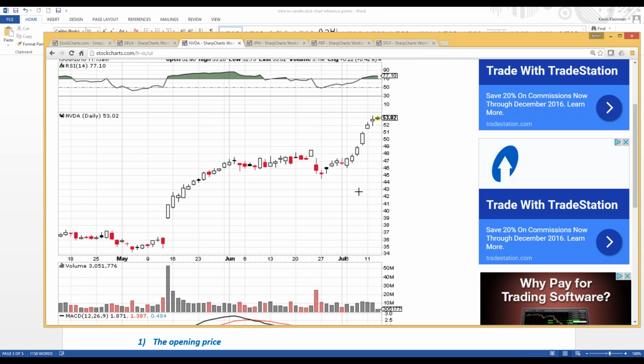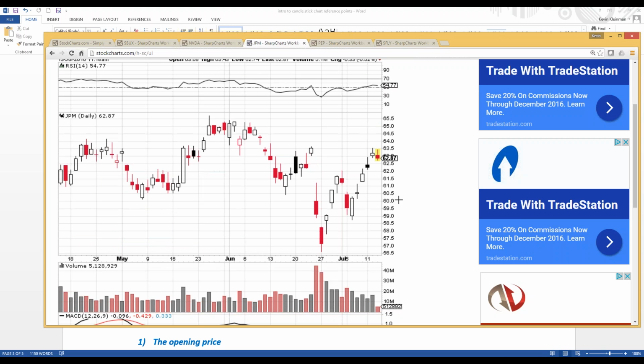Here's a chart of NVIDIA. Not a lot of hollow candles or black candles on NVIDIA. A lot of wide body upside candles recently. JP Morgan, handful of black candles, and a lot of gaps on the chart too, which is a term that we'll learn about in a different video.